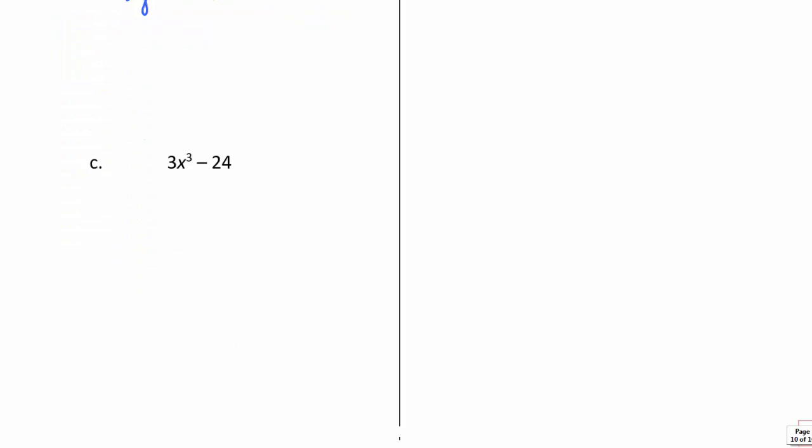Okay, let's look at letter C now. 3x cubed minus 24. Notice that 3 is not a perfect cube. But also notice that 24 isn't. Oh, that's right, we have a greatest common factor. See, in all this time, we always have to be aware that sometimes you're going to have a greatest common factor. When you get that, factor it out. So what is the greatest common factor? 3. Divide each of these by 3, we get x cubed minus 8.